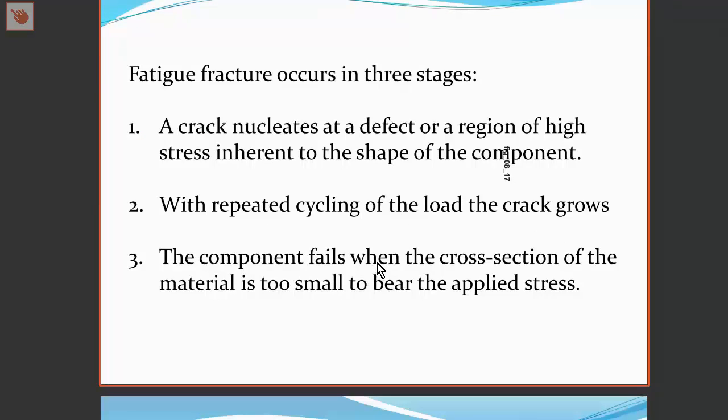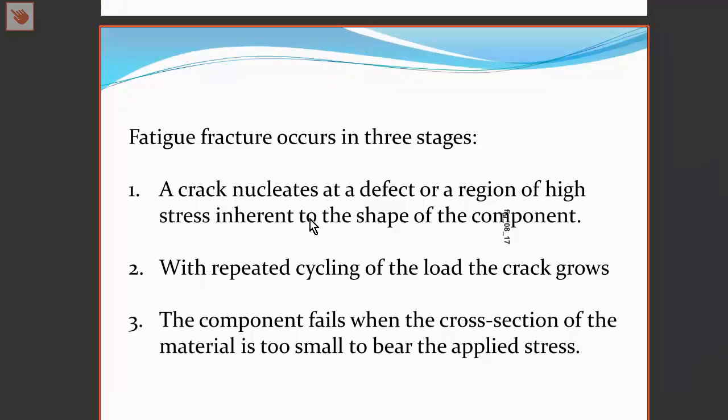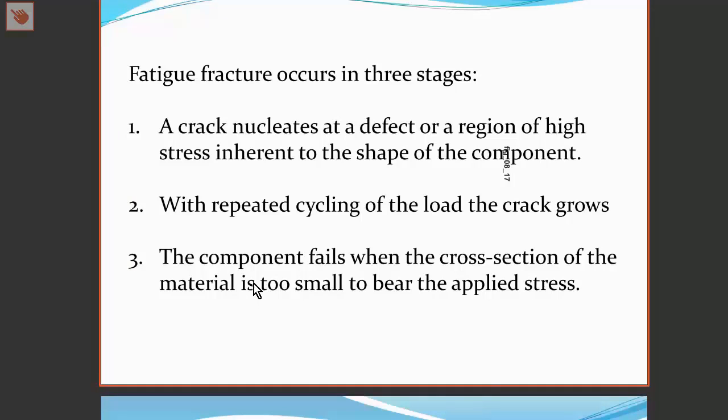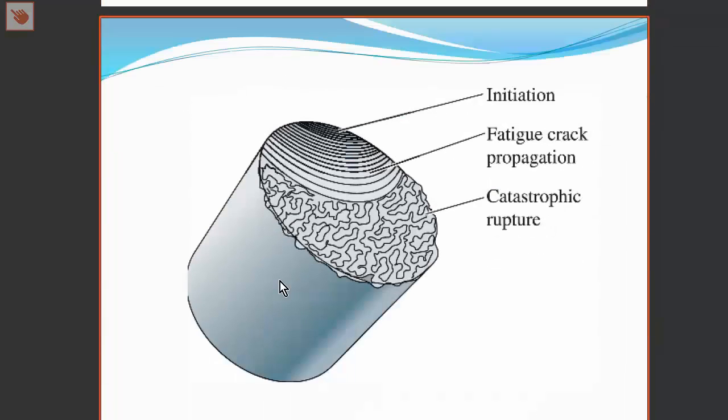What happens under cyclical loading is that a crack will nucleate at a defect or a region of high stress. Perhaps there's a notch, or one deliberately cut into it, that has caused a stress concentration. The crack nucleates at that point, and then with repeated cycling the crack grows, and the component eventually fails when the cross section is too small. This is shown schematically here, where we have the initiation, the growth of the crack after each cycle, and then finally catastrophic failure when the remaining area is not sufficient to support the load.